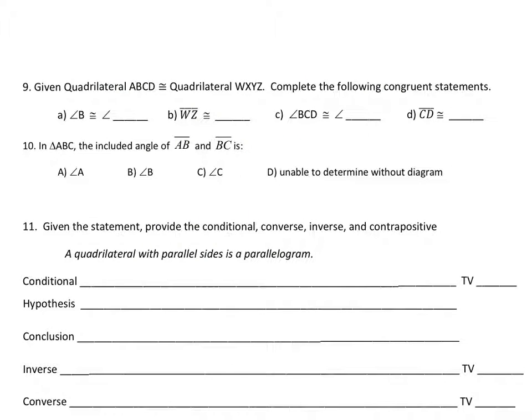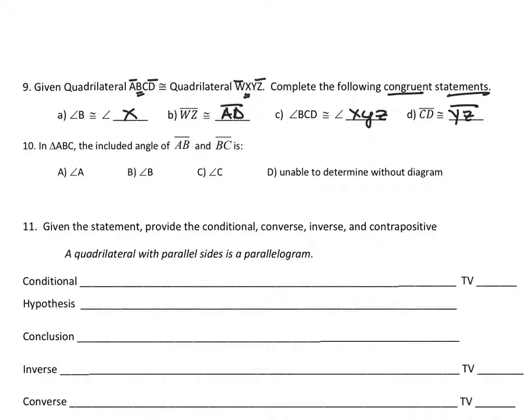In the next problem, given quadrilateral ABCD is congruent to quadrilateral WXYZ, complete the following congruent statements. So angle B would be congruent to angle X. Segment WZ would be congruent to segment AD, because they're in the same place since the order matters for congruence statements. Angle BCD is congruent to angle XYZ, and segment CD is congruent to segment YZ.